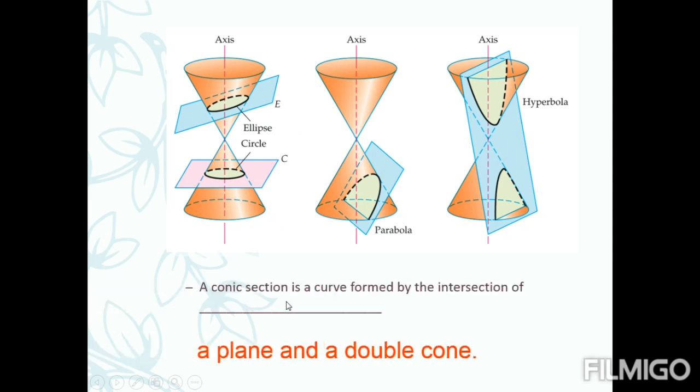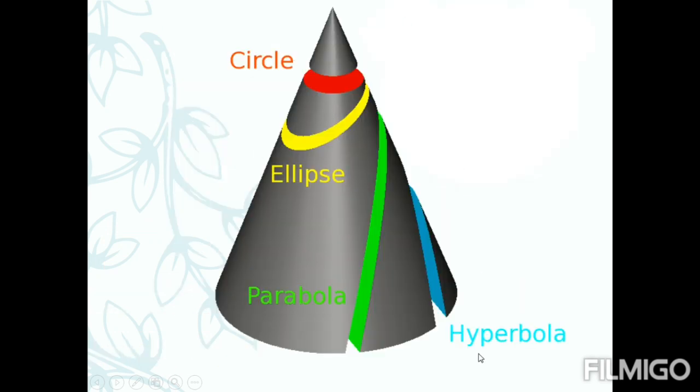Kung titingnan natin yung another dimension, yung 3D dimension, makikita natin, pag hinati-hati natin yung cone, ito yung circle, this one is the ellipse, and this one is the parabola. And this one, yung gilid, ito yung hyperbola. Dalawa yan, ano? Yung isa pa yung nasa taas ng cone. So, this one is half lang yung hyperbola.